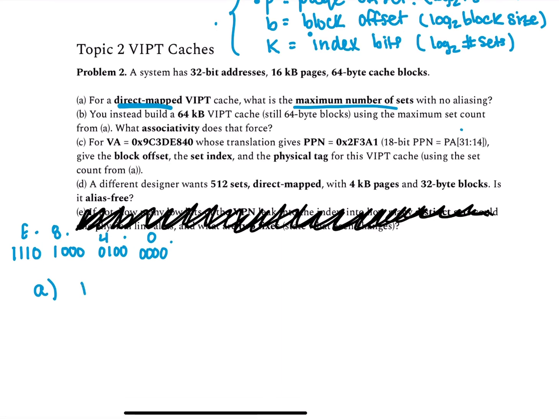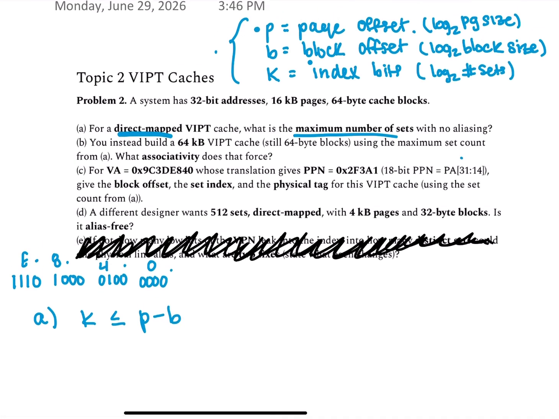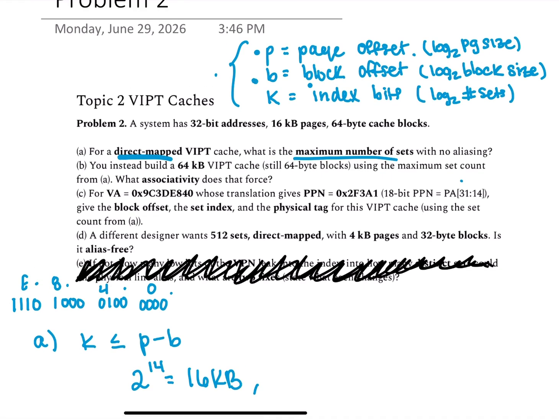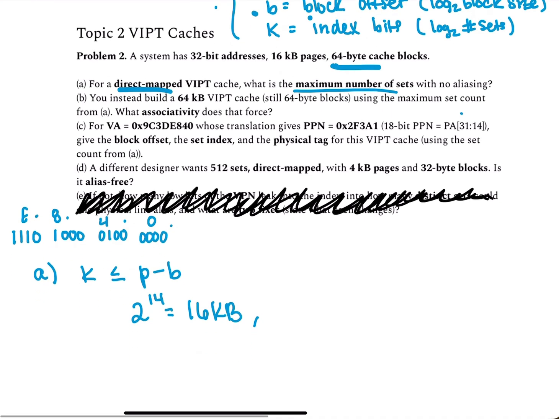So recall that K is less than or equal to P minus B. P is going to be our page offset. We have 16 kilobyte pages, 2 to the 14 equals 16 kilobytes. And B is our block offset. We have 64 byte cache blocks. That's 2 to the 6.